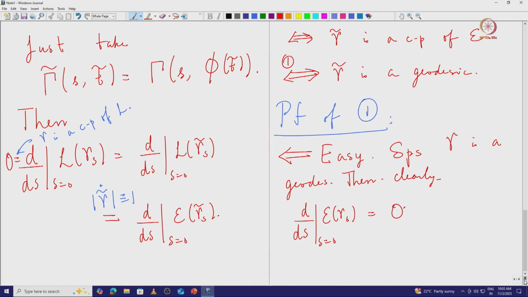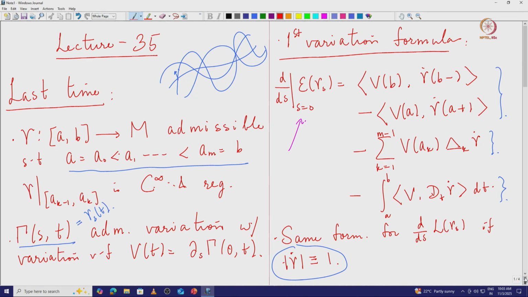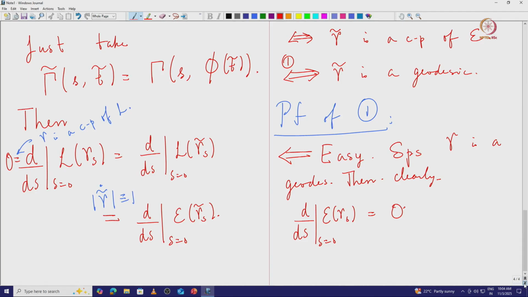Why is that? Let me go back to the formula of the first variation. Since we are anyway dealing with proper variations, the boundary terms will not contribute. Next, gamma being a geodesic is already smooth, so these terms coming from the jump in the velocity vector of gamma will not arise, and then gamma is a geodesic, so the intrinsic acceleration is 0. So all three terms in the first variation formula cancel, and we clearly have that this is true. Okay. So clearly a geodesic is a critical point of the energy functional.